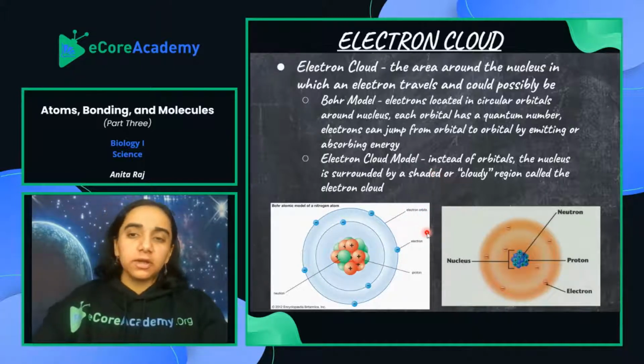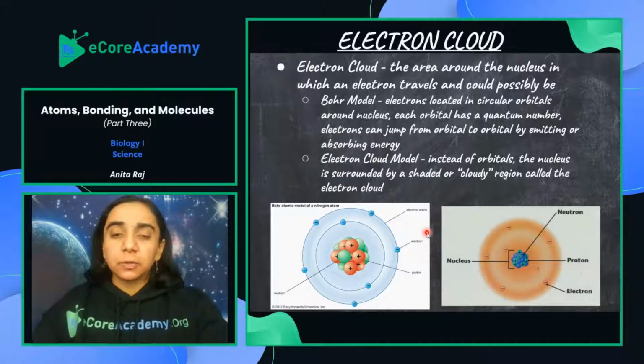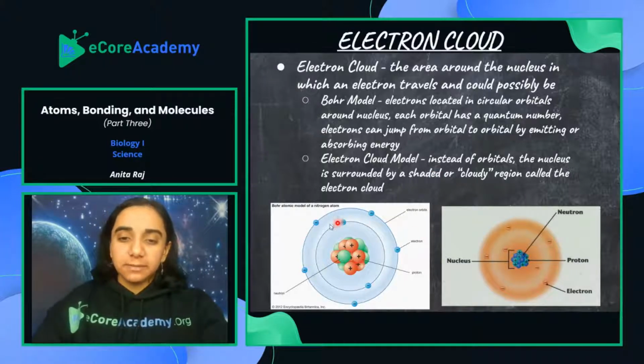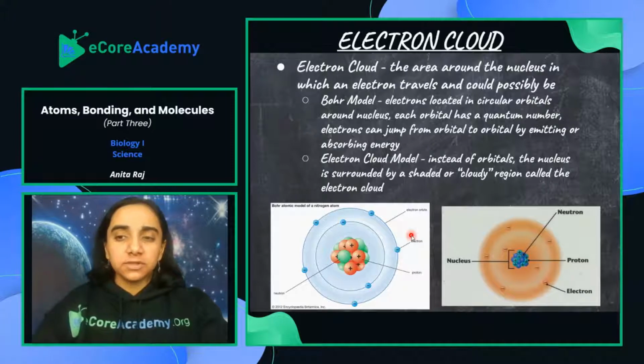So the Bohr model has electrons located in circular orbitals around the nucleus. For example, this is a circular orbital, so this is one orbital right here, and this outermost one is another orbital right here. So the Bohr model pretty much says that there are circular orbitals around the nucleus where these electrons are located.